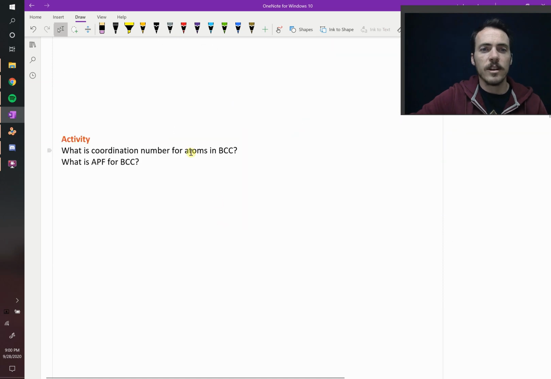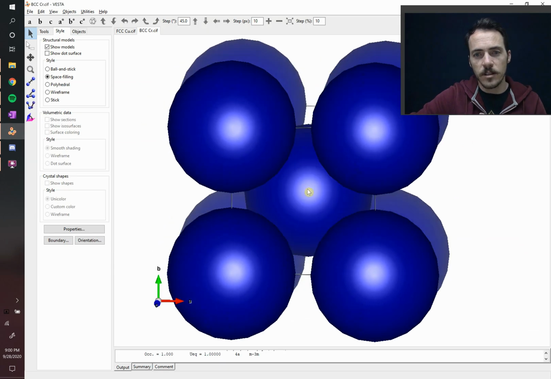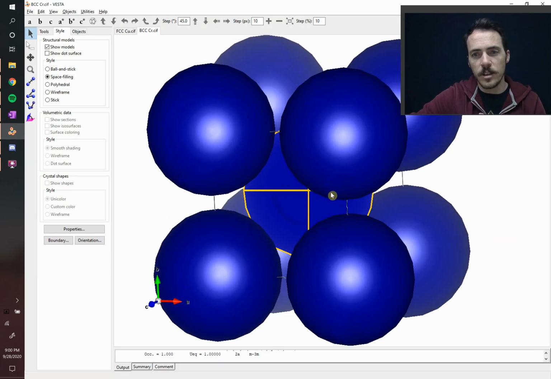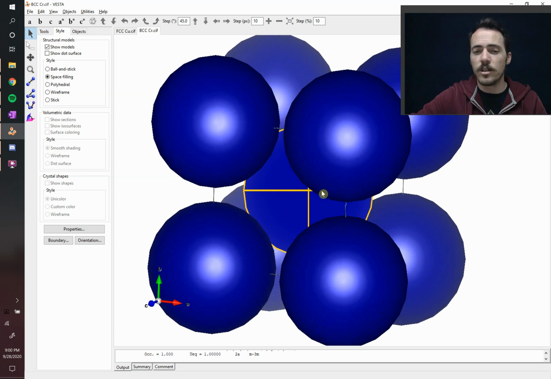Now, what would be the coordination number for body-centered cubic? Remember, coordination number is how many atoms are its nearest neighbors that it's surrounded by. Well, let's take a look at the structure. Pretty obvious, right? Take the atom in the middle. How many things surround it? Clearly, it's touching 8. It has a coordination number of 8.